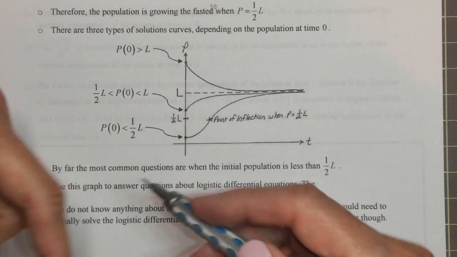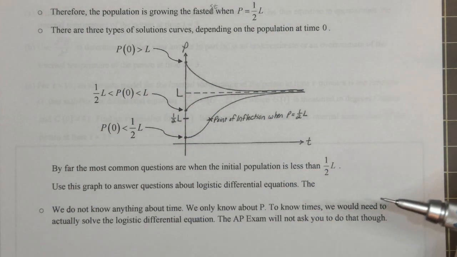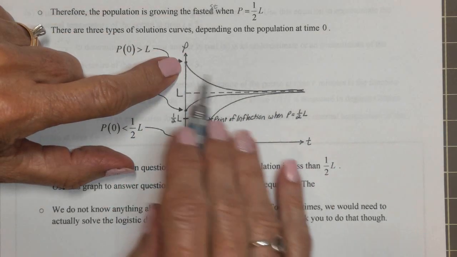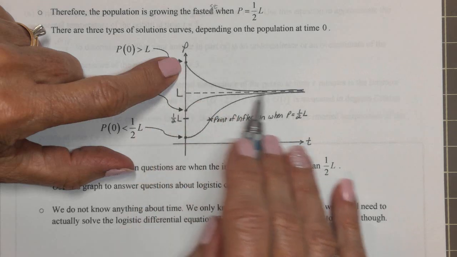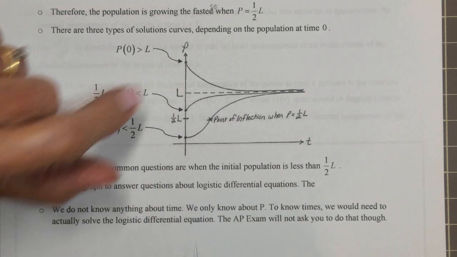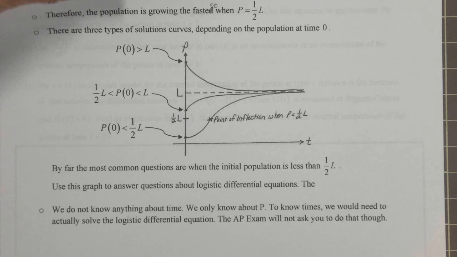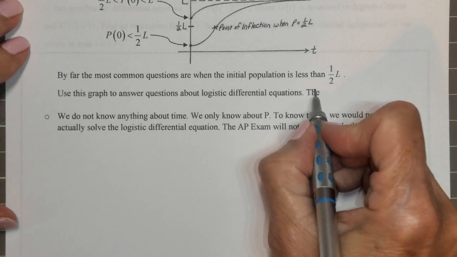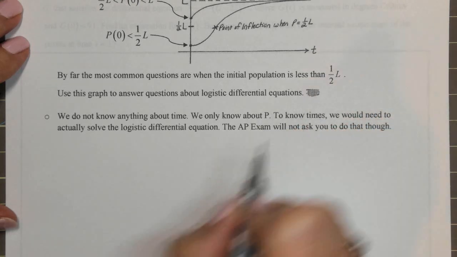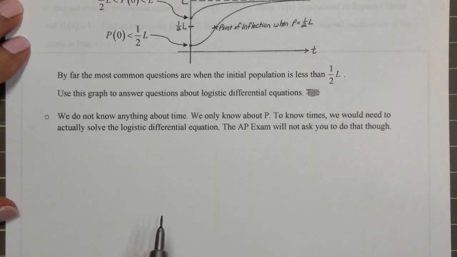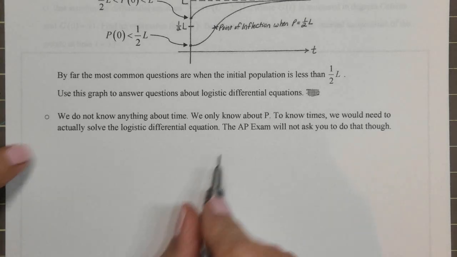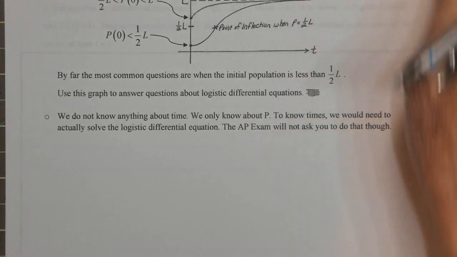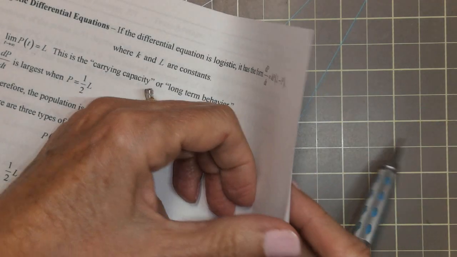Remember, if you put too many fish into a pond, what's going to happen to the fish? They're going to die, right? And it's a quick death. We don't know anything about time. I don't know where that came from, but I'll get rid of that on your paper. Don't know anything about time. Alrighty, so let's take a look at some problems now.